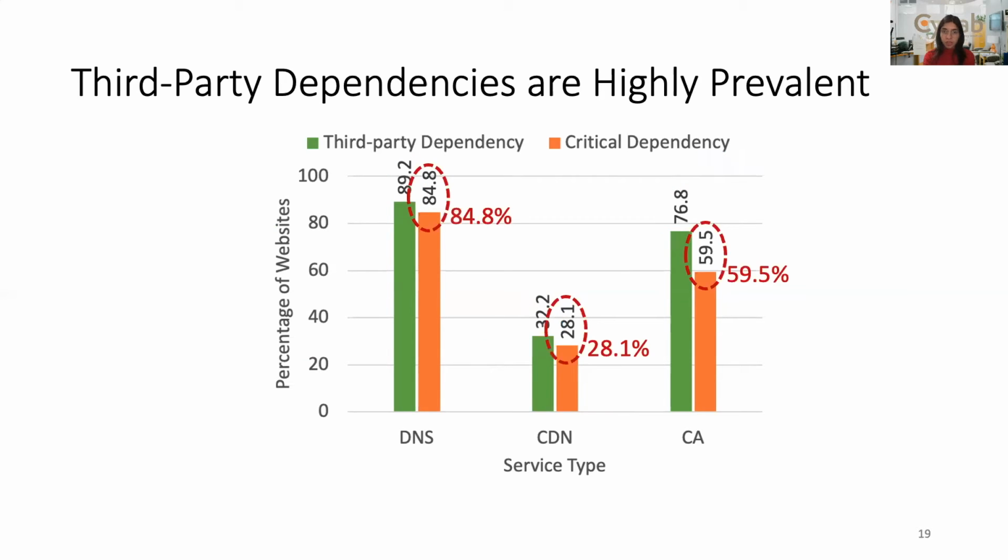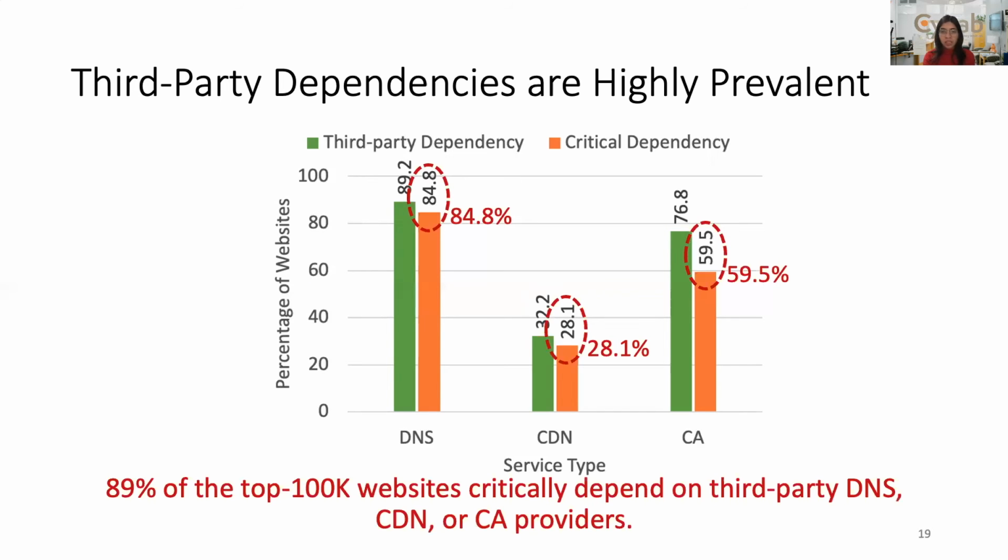Moreover, 85% critically depend on a third-party DNS provider, 28% critically depend on a CDN provider, and 59.5% critically depend on a certificate authority. For DNS and CDN, it means that they're using just a single DNS or CDN provider, and for CA, it means that they do not support OCSP stapling. All in all, we found that 89% of the top 100,000 websites critically depend on a DNS, CDN, or CA provider.